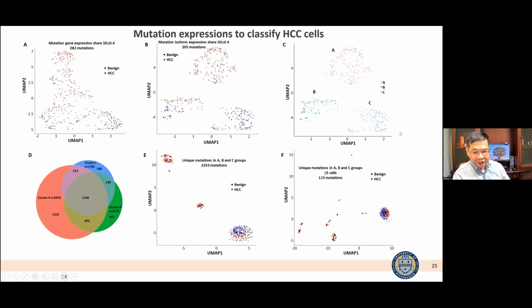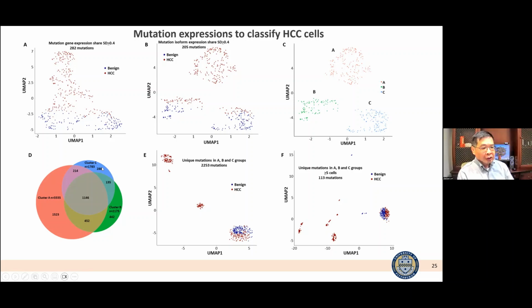Then we look for the gene mutations and see the overlap. We found the isoform mutations. As a result, there are 288 isoforms unique to cluster C, 1,523 unique to cluster A, and 442 unique to cluster B. So we use this unique mutation isoform expression to redo the clustering.